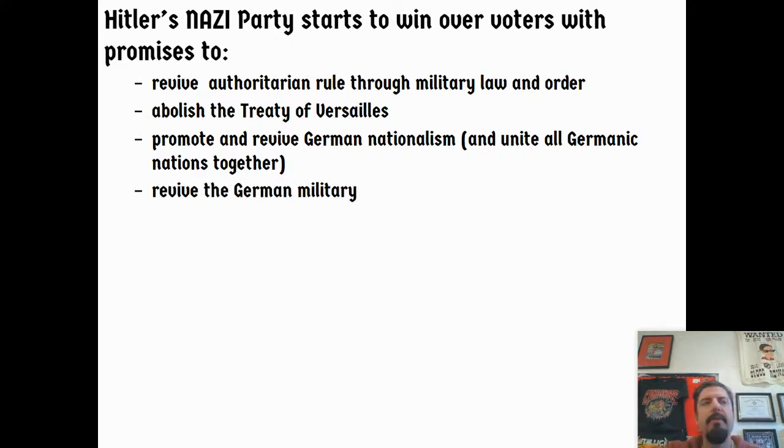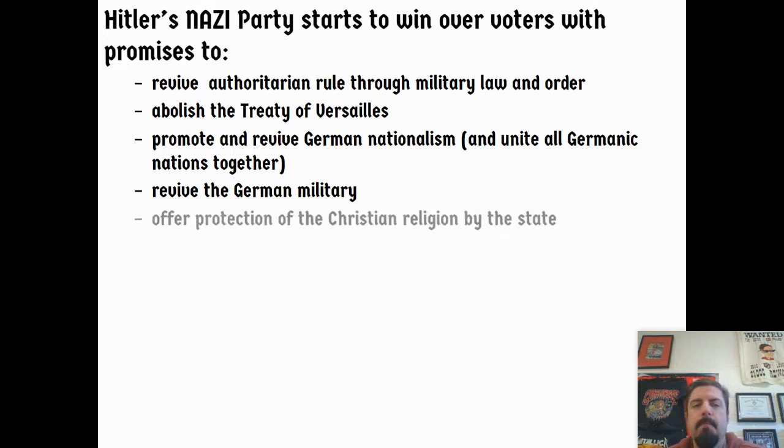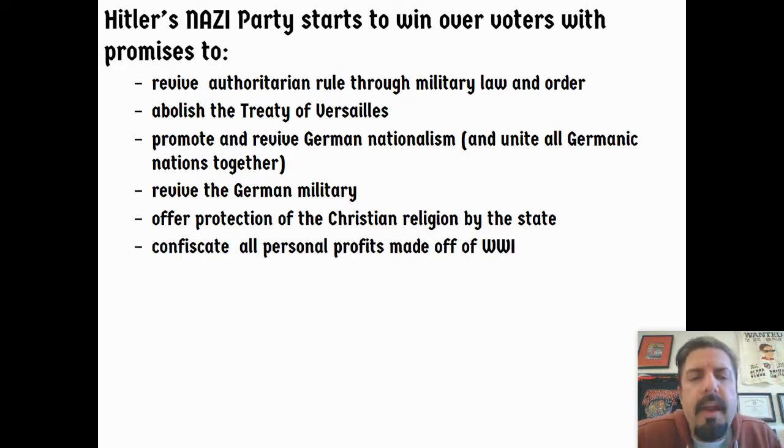They wanted to revive the military. The Wehrmacht was only allowed to have 100,000 soldiers, not enough to defend themselves. So they were going to break that promise with the Versailles Treaty. They wanted to offer protection of the Christian religion by the state. They were going to have a state church. They were going to confiscate all personal profit made off of World War I.